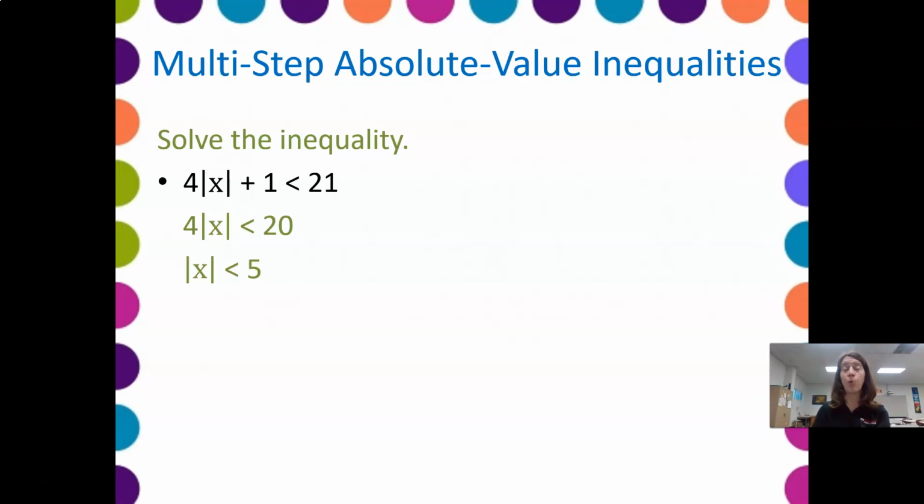What kind of inequality do we have here? It's a less than. What did the less than setup mean? I was in between two numbers, and what two numbers would I be in between for this situation? -5 and +5. The x is what's in the middle because that's what's in the middle of our absolute value inequality. So -5 is less than x is less than 5.